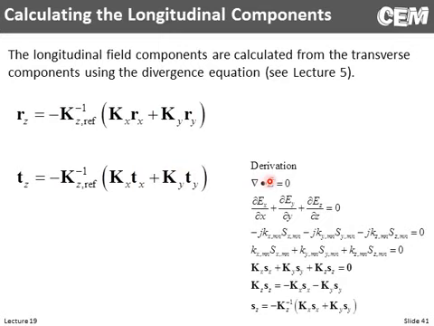It comes from the divergence condition. So we start off with del dot E equals 0. We expand to here. Now we transform to Fourier space, eliminate the minus j's, convert to matrix form, and solve for S sub z. And this is our general equation, and we just reuse this expression for RZ and TZ.